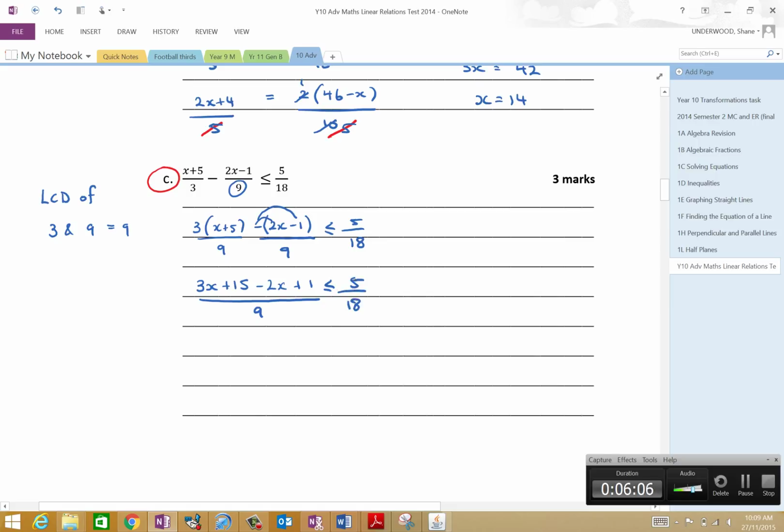All right, let's have a look now. 3x take 2x is x. 15 plus 1 is 16. x plus 16 over 9 is less than or equal to 5 on 18. Now, I could cross multiply if I wanted to. There's no issue with that. I don't think that I will do that.